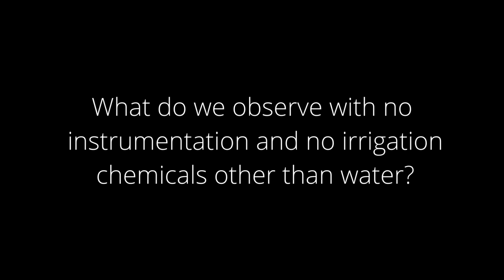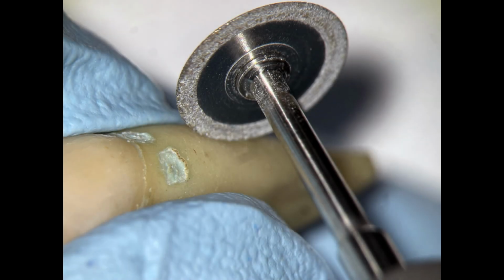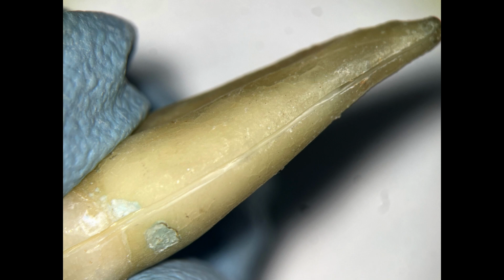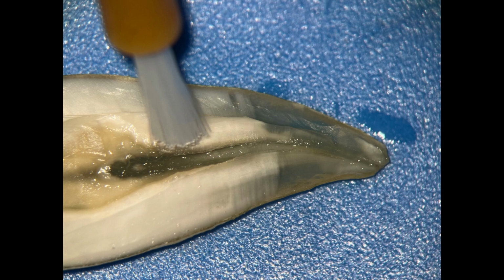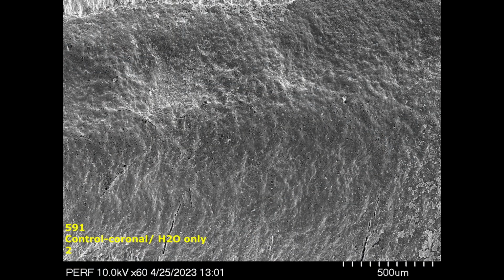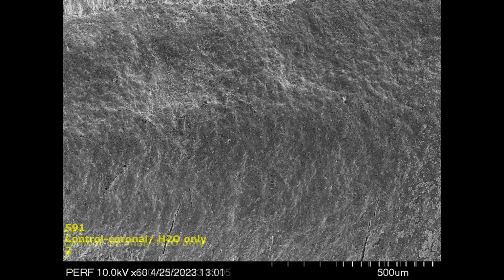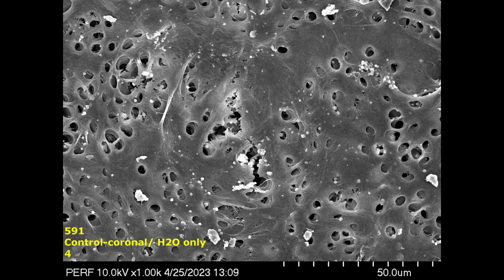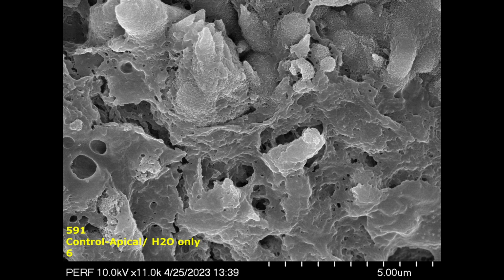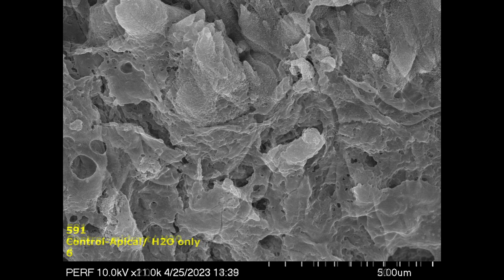So what do we observe with no instrumentation and no irrigation? Imagine we could take a tooth, section it, split it into sagittal sections, not use any irrigation procedures on it at all, but just clean it with water. What would we actually observe? Well, we did this. We took a tooth, we took the pulp out, and we scrubbed it with just water. And what you see is kind of the naked dental wall with much of the predentin removed. And you see a very clean wall. But here you see the mineralized part of the predentin.